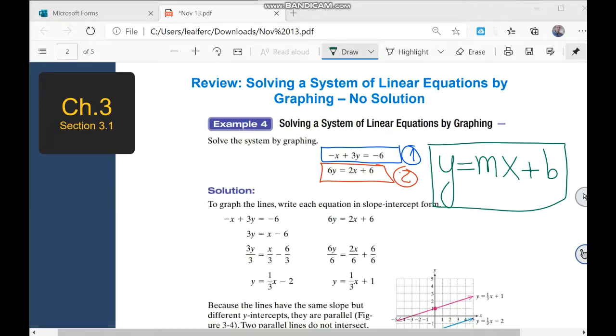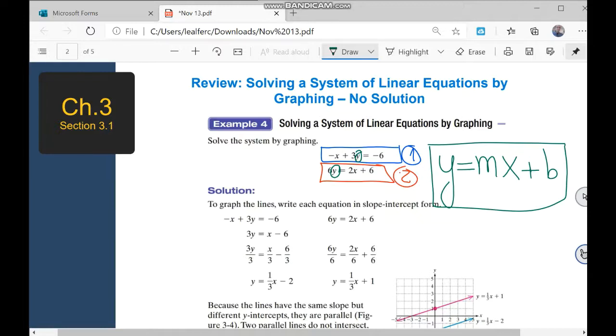How do we do this? For equation number 1, we're going to move everything on the left hand side to the right hand side of the equation, and just keep y on the left hand side. Do the same thing with equation number 2. Move everything to the right hand side of the equation and keep only y on the left hand side. That's how you do it.